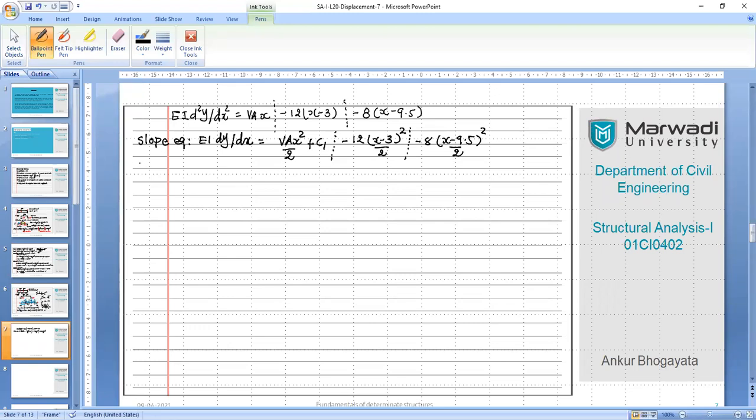And similarly we'll go for the deflection equation. So the deflection equation is expressed like EI into y equals VA x³ upon 6 plus C1 x plus C2.